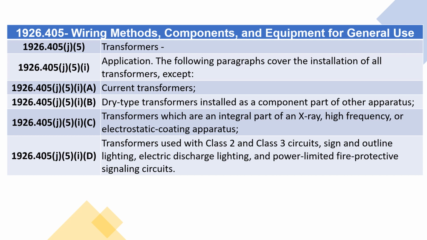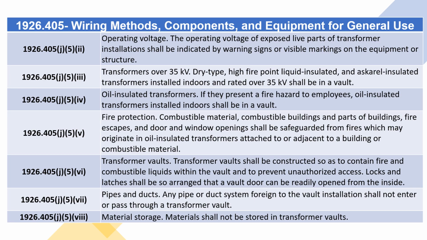Transformers which are an integral part of an X-ray, high-frequency, or electrostatic coating apparatus. Transformers used with Class 2 and Class 3 circuits, sign and outline lighting, electric discharge lighting, and power-limited fire protective signaling circuits. Operating voltage. The operating voltage of exposed live parts of transformer installations shall be indicated by warning signs or visible markings on the equipment or structure.